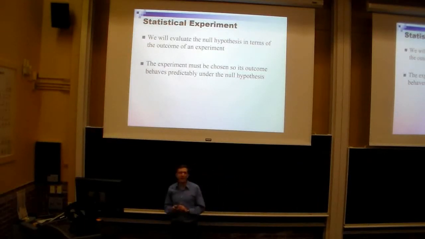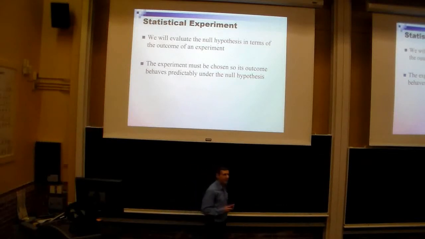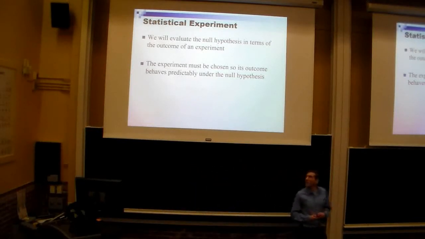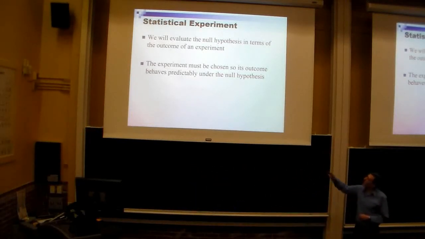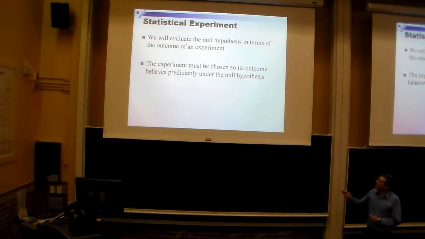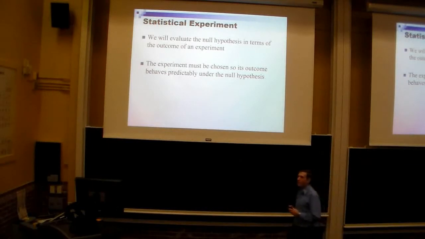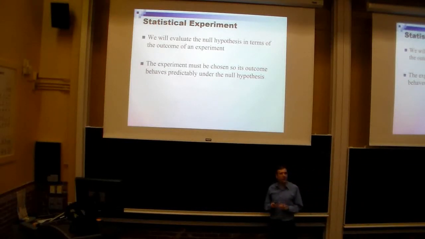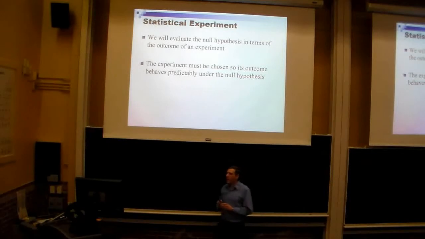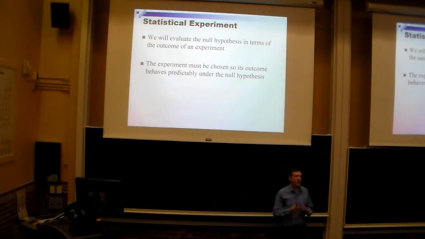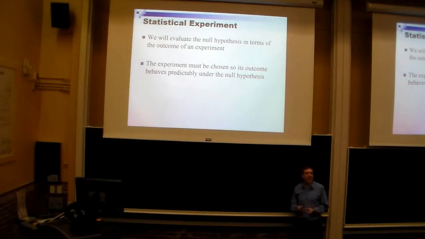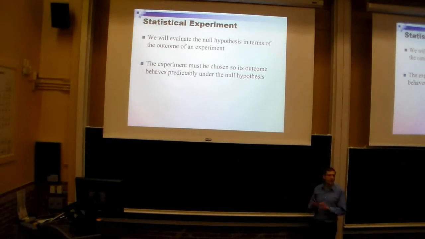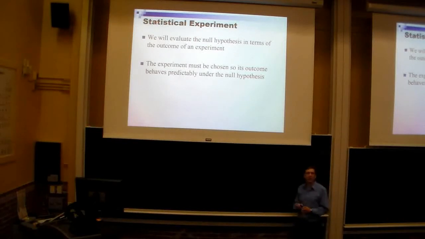So we're going to want a statistical experiment. And a statistical experiment, then, is going to be something that we can use to evaluate the null hypothesis in terms of possible outcomes of the experiment, and something we want to choose so that the null hypothesis will predict how the outcome of the experiment behaves. So if the null hypothesis is true, we understand how the experiment behaves, and the experiment will behave differently if the null hypothesis is false, at least in ways we expect it might be false.